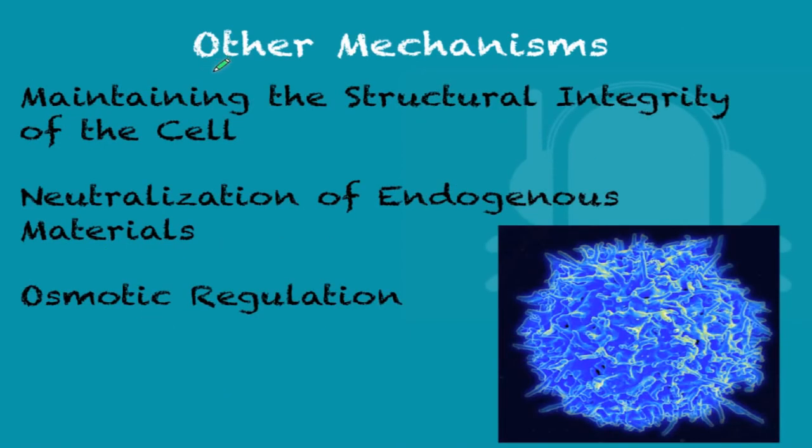So now I've finished with the first mechanism, which was binding to endogenous proteins. Now I'm going to tell you about the other mechanisms. So number 2 would be maintaining the structural integrity of the cell. And my example will be colchicine, which acts on tubulin.